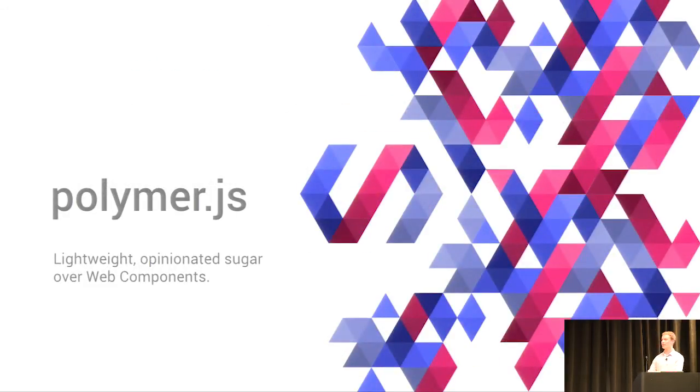Polymer.js. This is the Polymer library. It's a lightweight, opinionated sugaring over web components. So instead of trying to deep dive into each individual part of the Polymer library and each API surface, I'm going to talk about how Polymer's opinion sugars over web components natively. So I'll go over each of the web component specs and then show how Polymer takes that and lets you build fully featured elements.